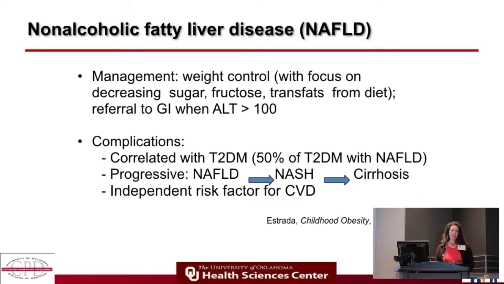When to refer these kids to GI depends on where you're at and what the institution takes, but a lot of guidelines will say if the ALT is over 100. The complication, of course, is that it's correlated, part of metabolic syndrome, and NAFLD leads to cirrhosis. They predict this is going to be the number one cause of liver transplants in about 20 years.